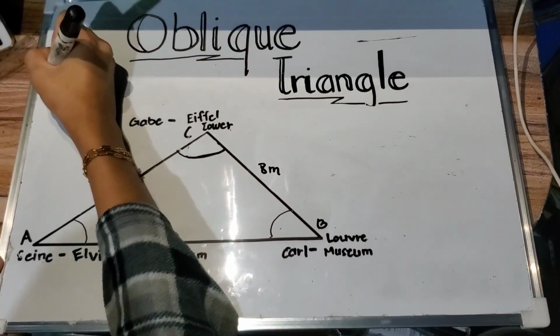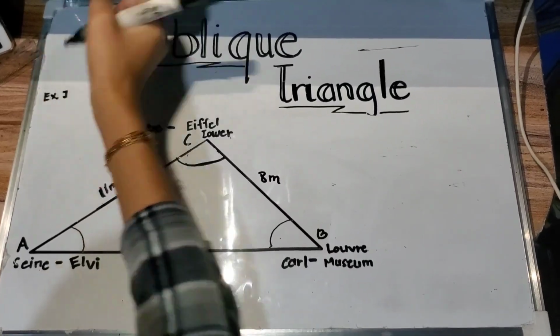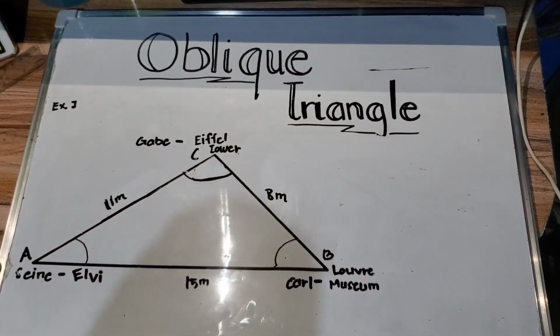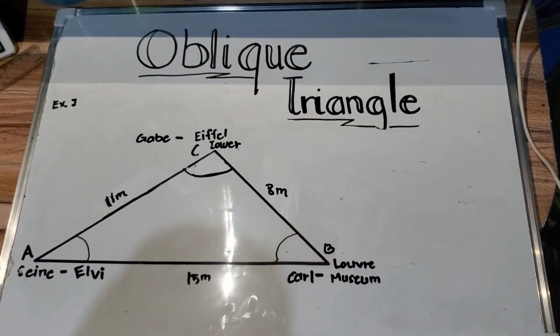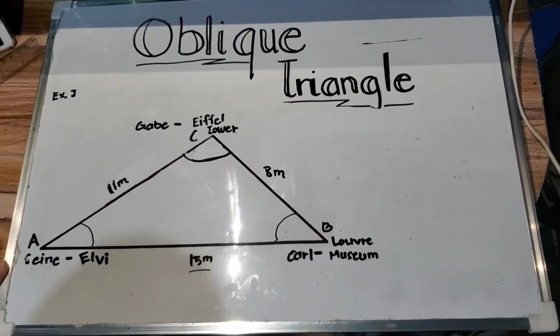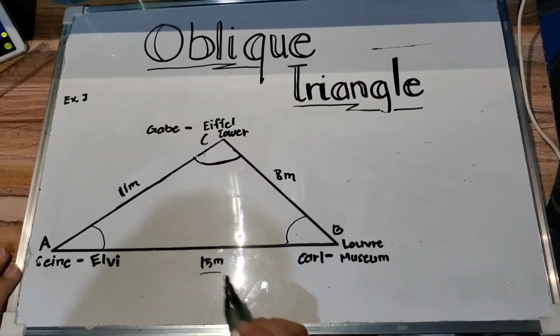So this is our example number 1. In solving problems involving oblique triangles, the first step to do is to solve for the angle opposite to the longest side, which is the 15 meters.